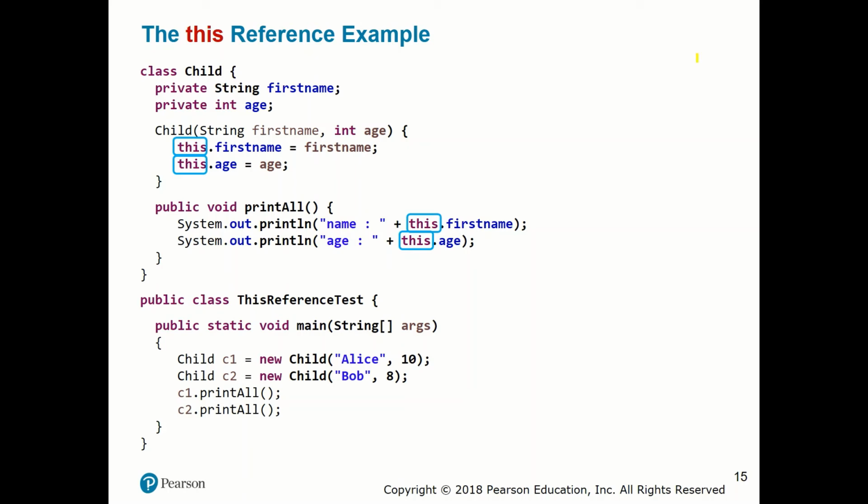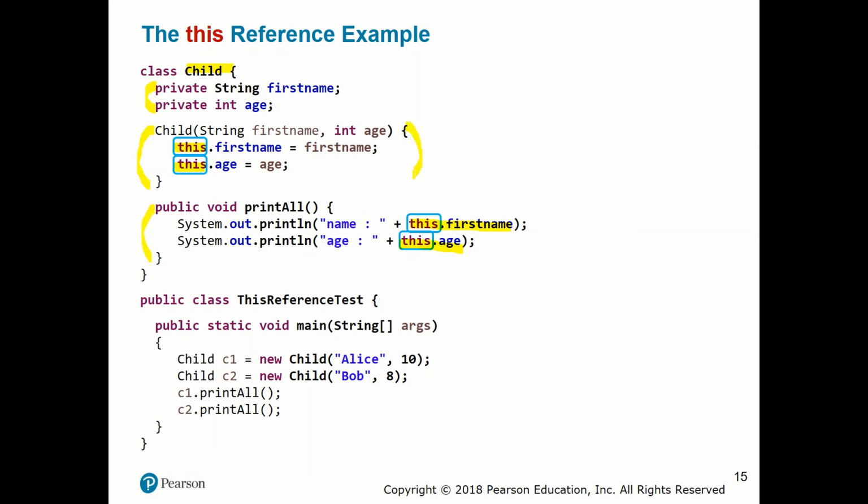Okay, here let's see another example. Actually this is a slightly extended example of the child class. The child class has two attributes, first name and age, and a constructor. Now you understand this in the constructor. And likewise, there is a print all method. Inside the print all method, I use this dot first name, this dot age. Okay, you don't have to have this because there is no confusion.